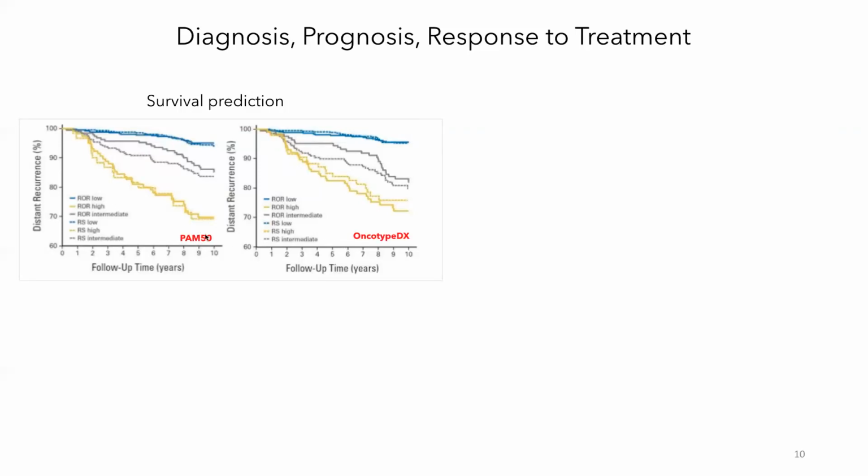A PAM50, which is a panel of 50 genes, out of which only 35 are the predictors, and the other ones are housekeeping. So they just help us determine that we're actually performing a test on something that is biologically standard. Oncotype DX, a different panel. This example applies also to breast cancer. So you can see how this is a very important aspect of our ability to measure gene expression and predict clinical outcome.